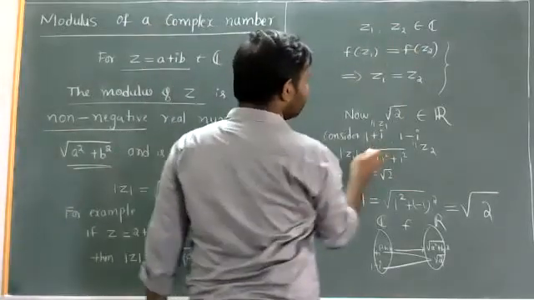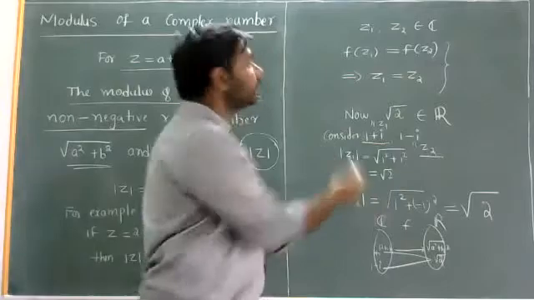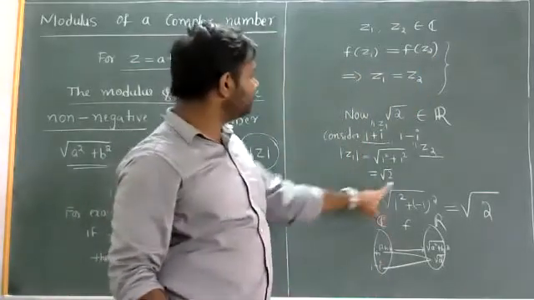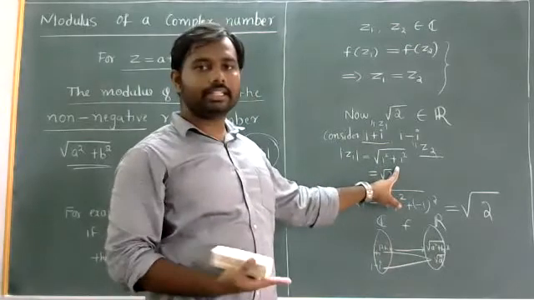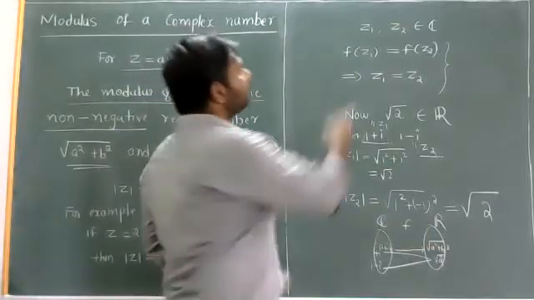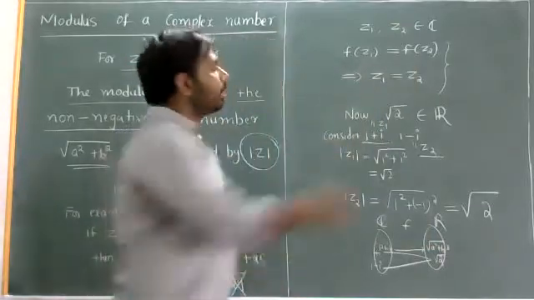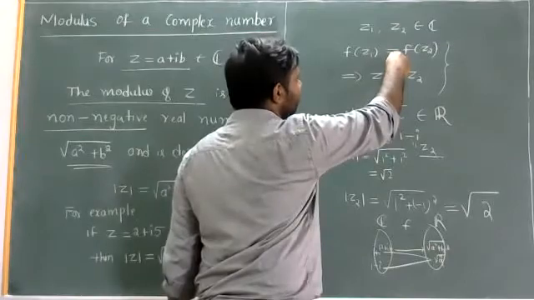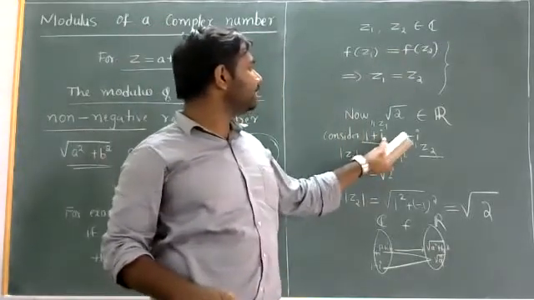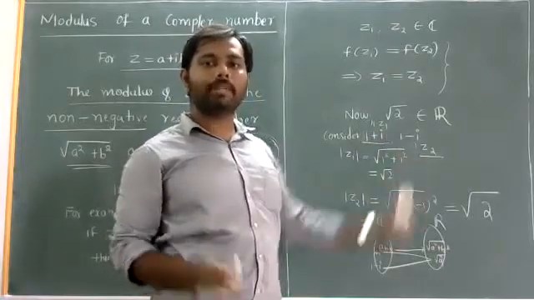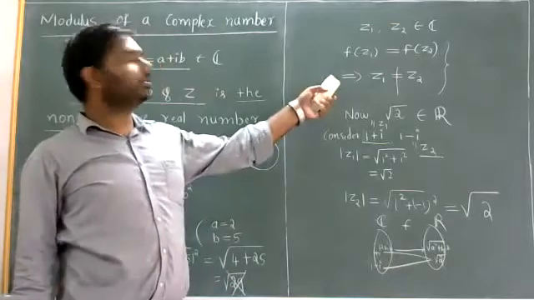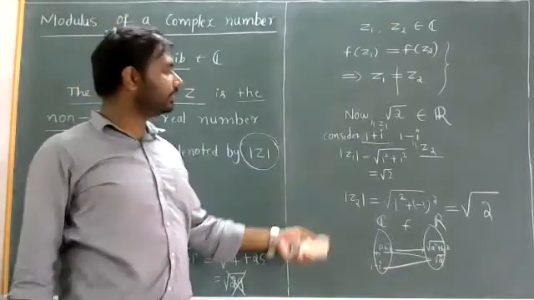You can observe here: take z1 to be this, z2 to be this. f of z1 is equal to f of z2. So f of z1 is its modulus, root 2, and its modulus is also root 2. So f of z1 is equal to f of z2, but it is not implied that z1 equals z2, because it is 1 plus i and it is 1 minus i. These two complex numbers are not equal, which fails this condition. So f is not one-one.